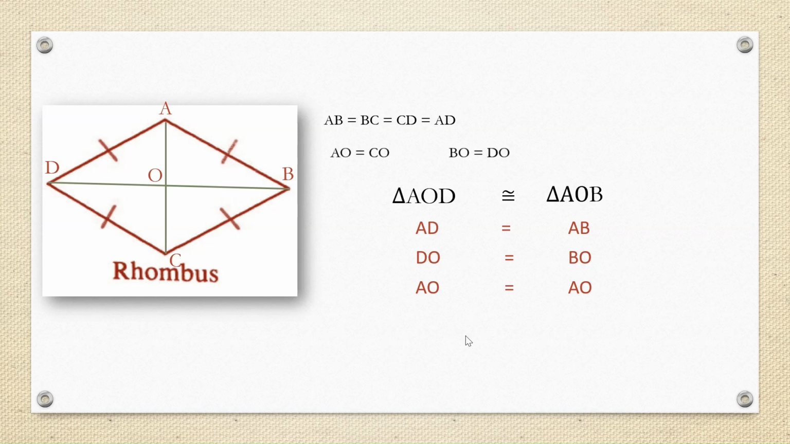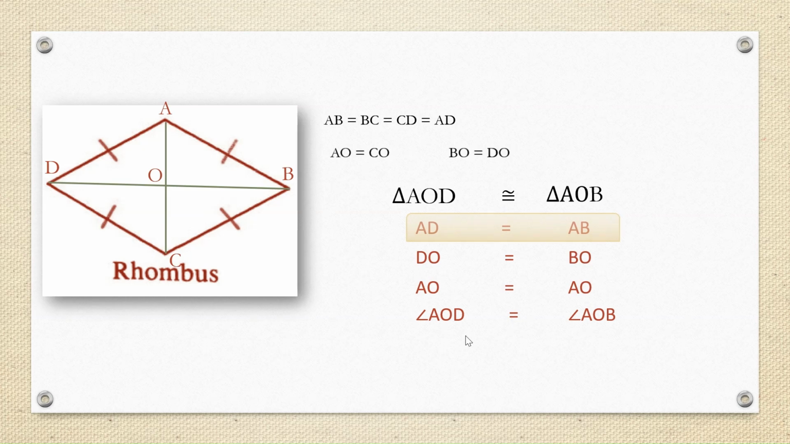Now if we apply the congruency to the rest of the elements, that is, for angles, from the first side we can tell that the angles opposite to this side should be equal. For AD, the opposite angle is AOD, and for AB, the opposite angle is AOB.